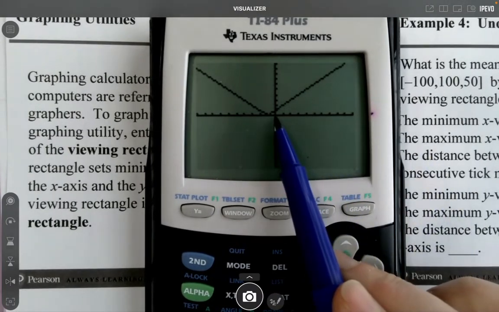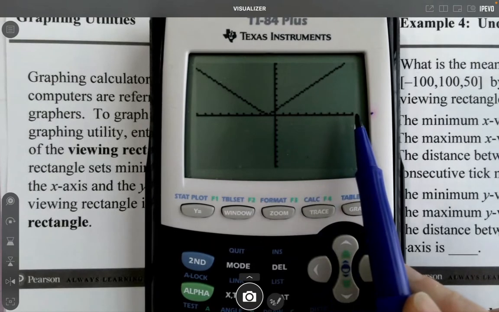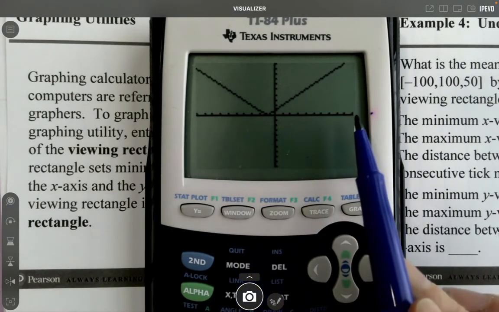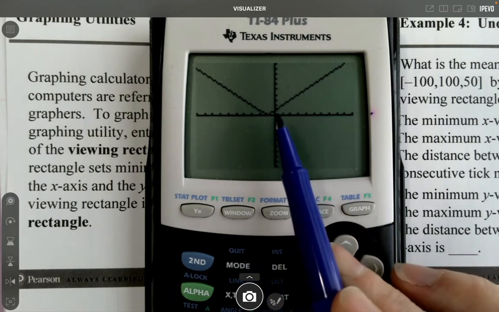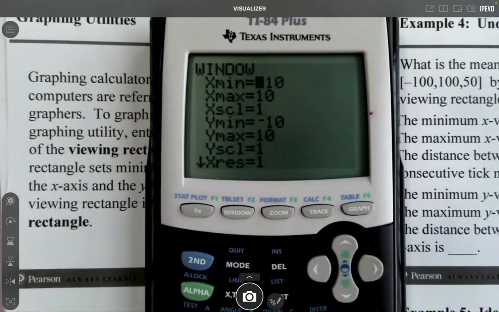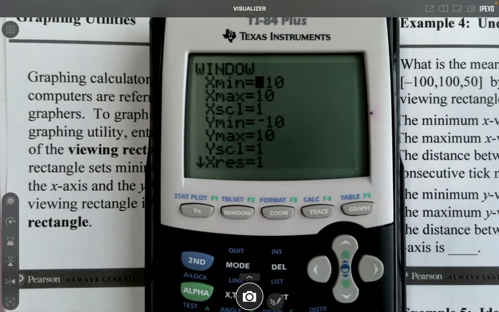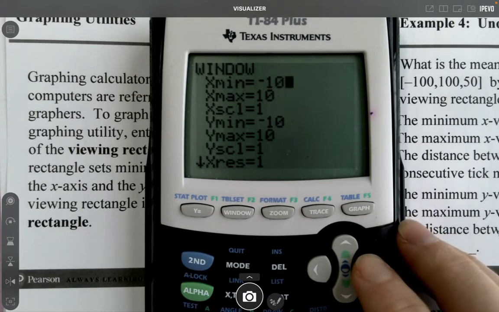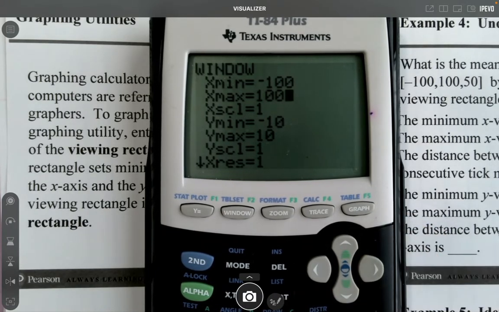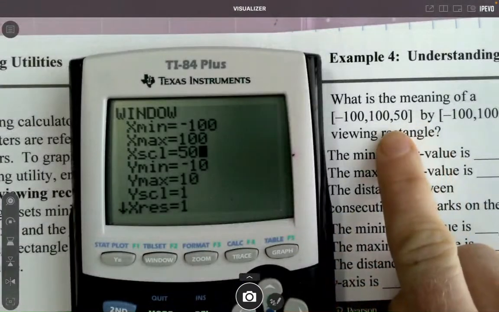And what it is, it goes positive 10 to the right, negative 10 to the left. So it's negative 10 to 10. And then the y-axis goes negative 10 to 10. But I can change it. We can change our window to be anything we'd like. So let's say we want to go negative 100 to positive 100. And our scale is going to be 50. So what I'm doing is actually this.